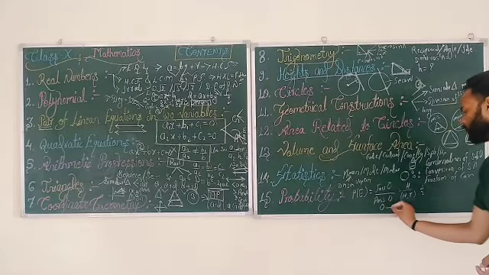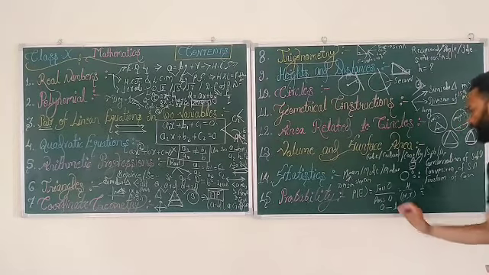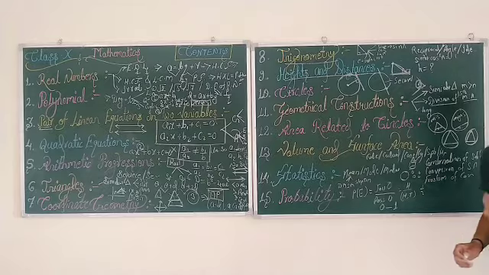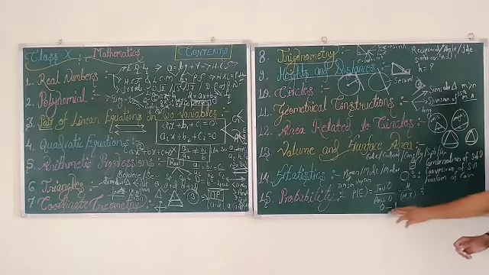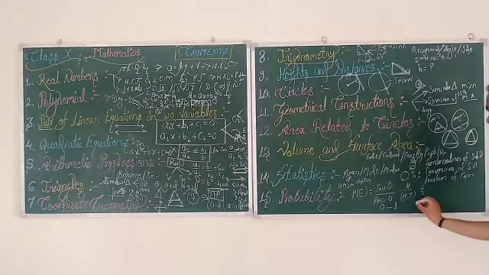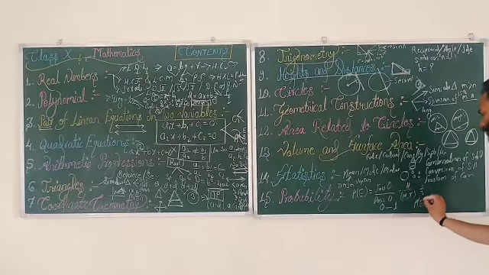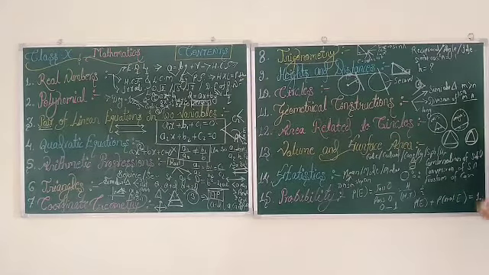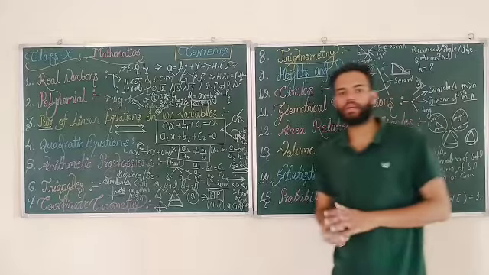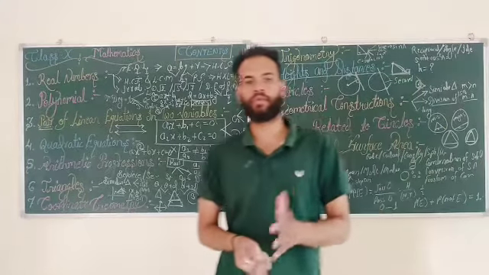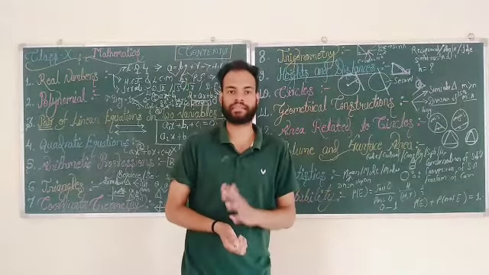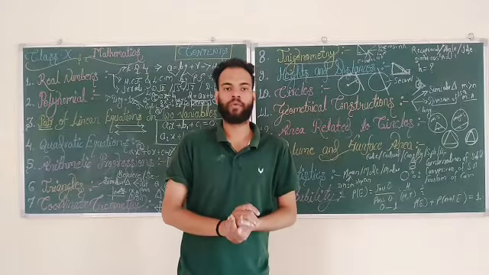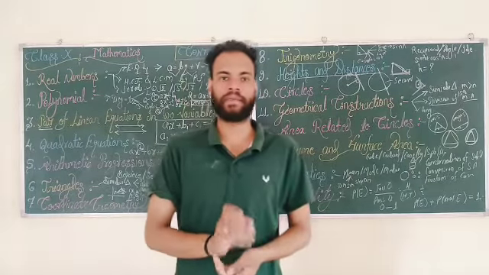The probability of any event always lies between 0 and 1, and the probability of event E plus the probability of not E is always equal to 1. In this way, one by one we study this chapter. What topics we will study under this chapter we will discuss one by one. Hopefully you all understand what we discussed today.